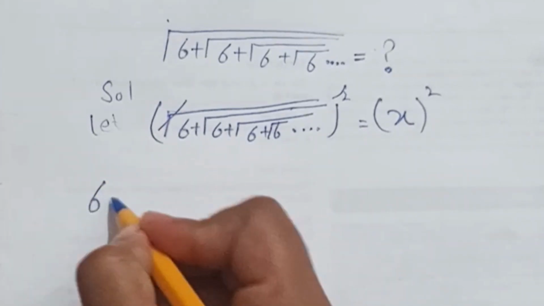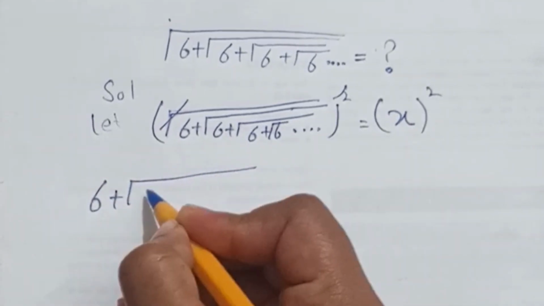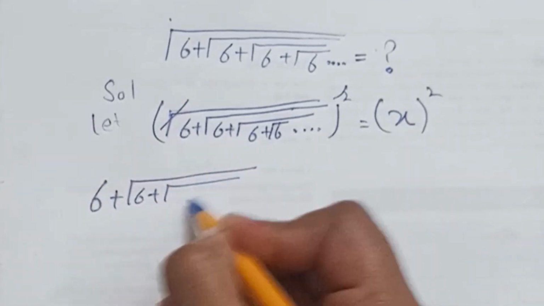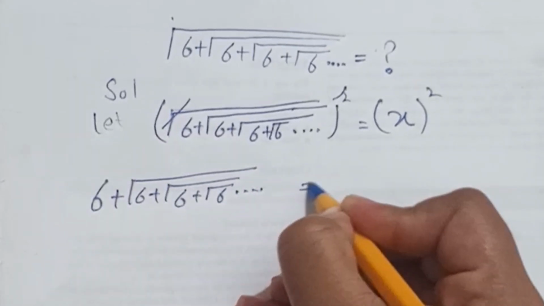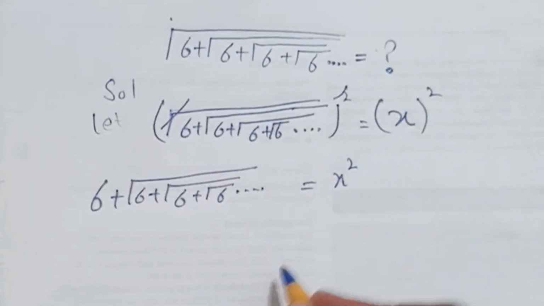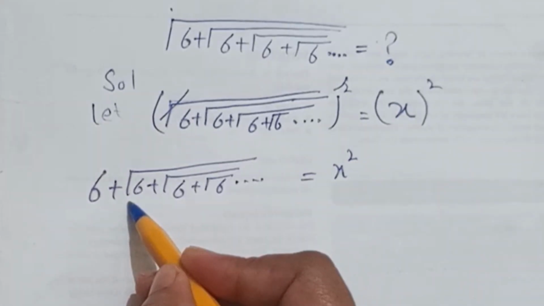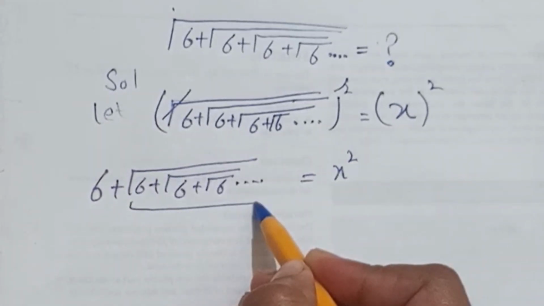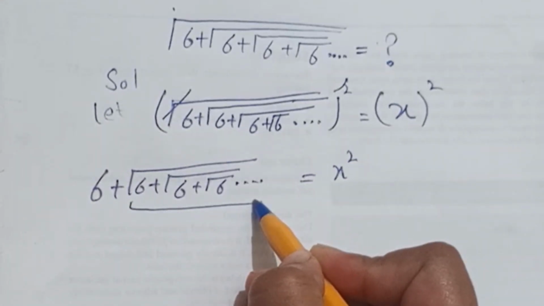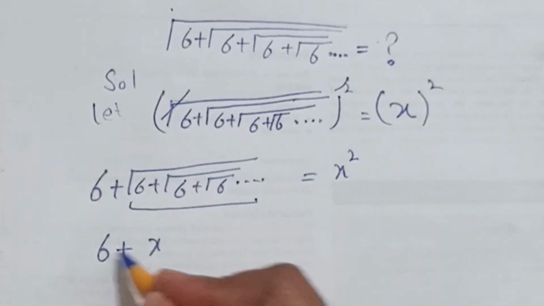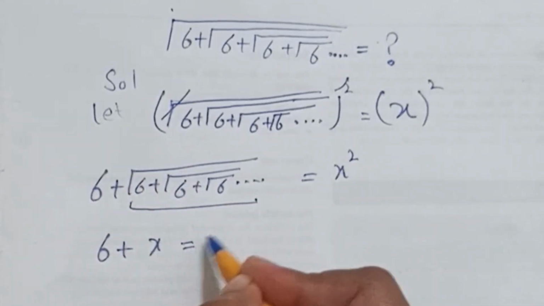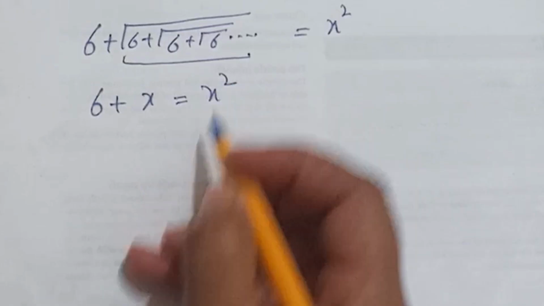So we get x plus the square root of 6 plus the square root of 6 plus the square root of 6, and so on, is equal to x squared. We let our expression, which is this one, equal x. So this implies x plus this is equal to x. So 6 plus x is equal to x squared.